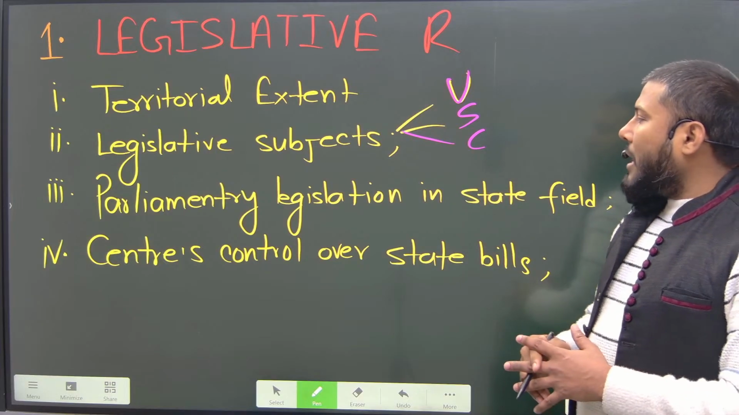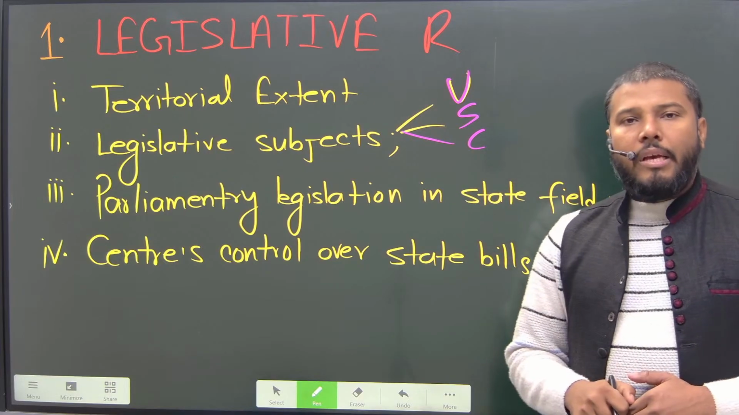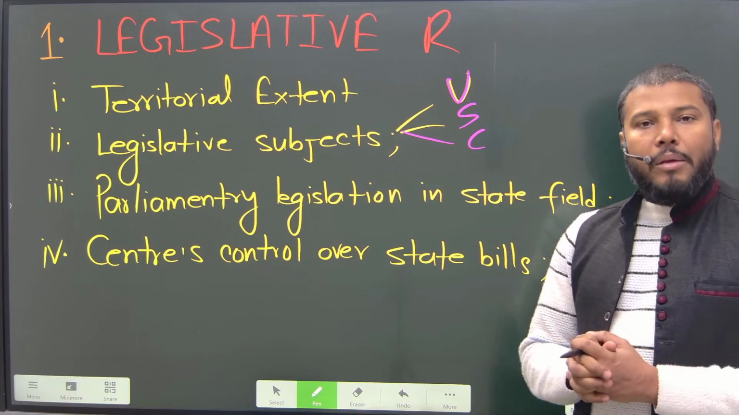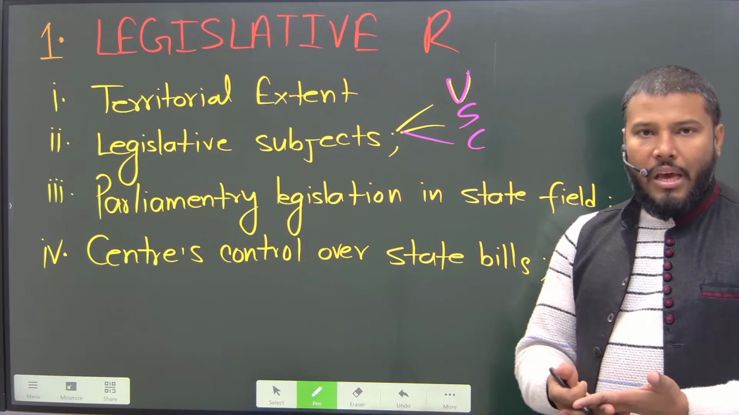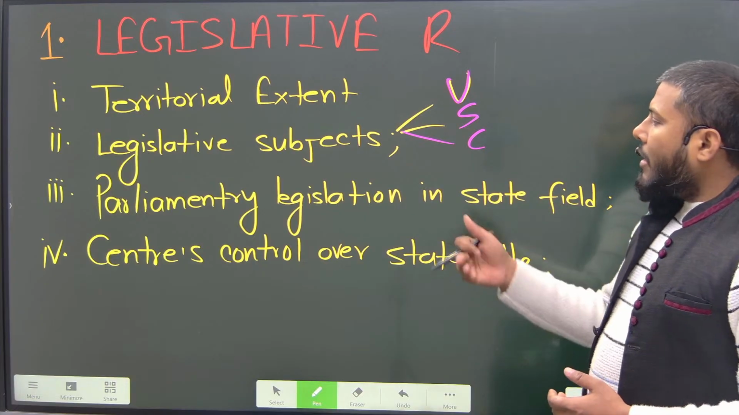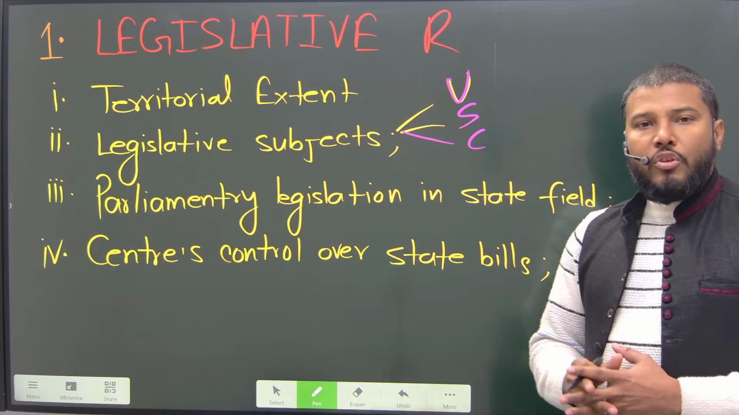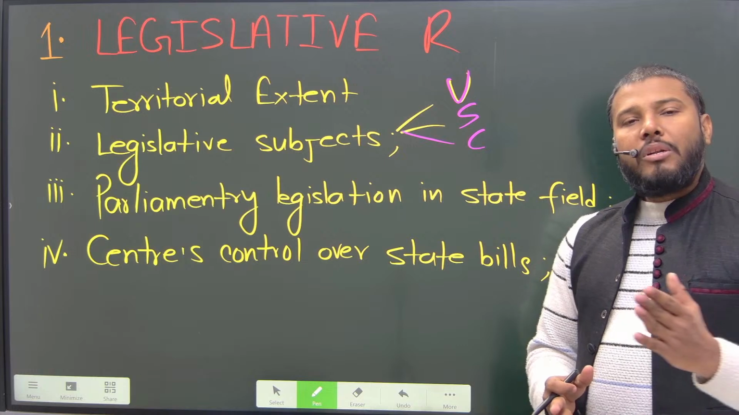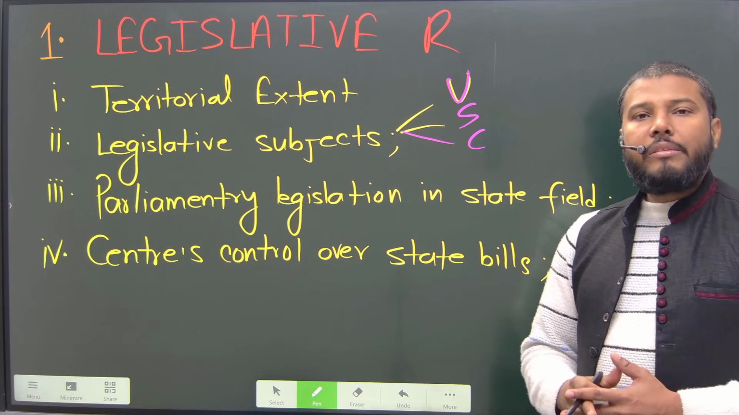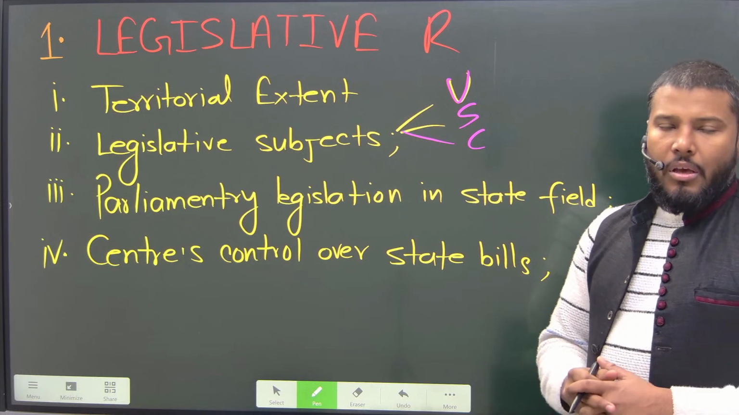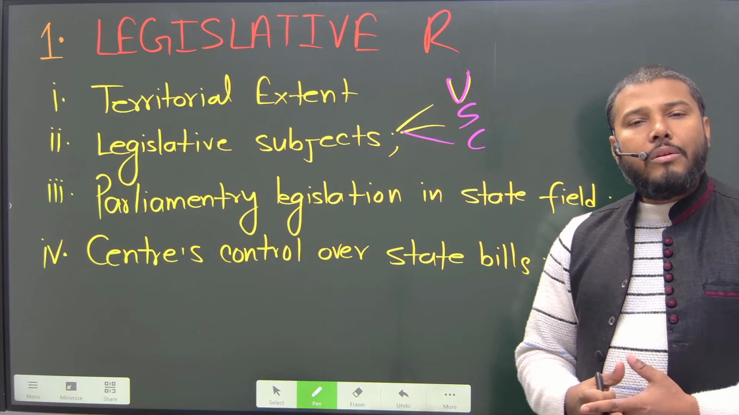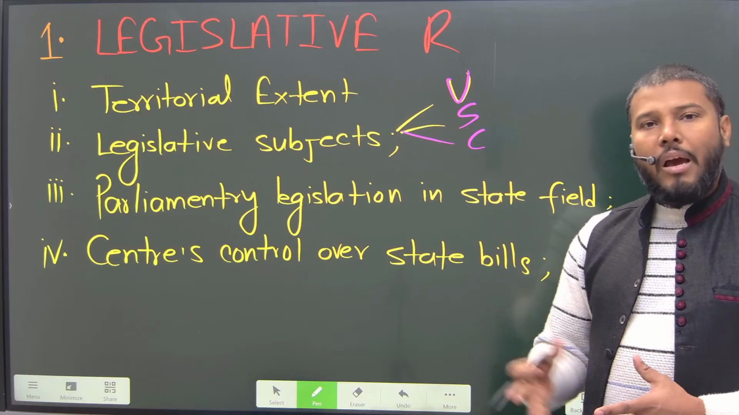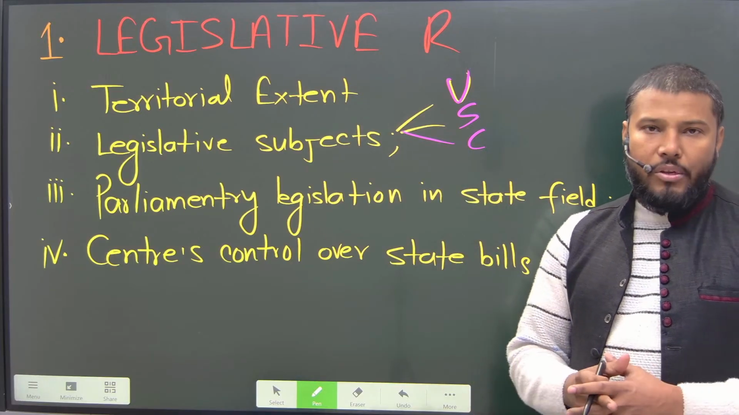Parliamentary legislation in the state field: at so many instances we understood that parliament can make laws on the state list. We have understood this well also. Center's control over state bills: the state is making laws, and in that scenario, the center has authority. The center can control the state bills. Which mechanisms are there for the central government to exercise control on the state bills? We have understood this in detail in our previous video, right?